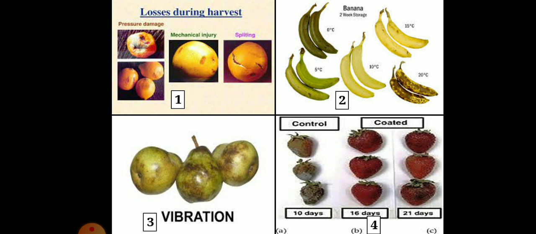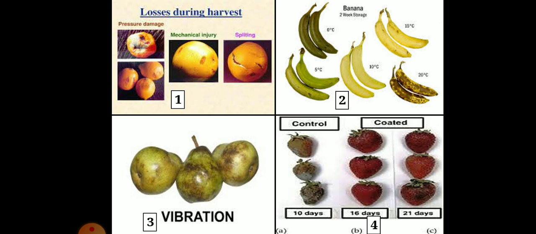Third picture, you have there a fruit, pears, but due to vibration during transport, they are shaken around. It vibrates during transportation. That's why it collides with the other fruits and causes mechanical damage to other fruits. Scratches.